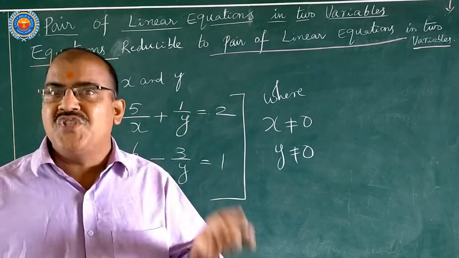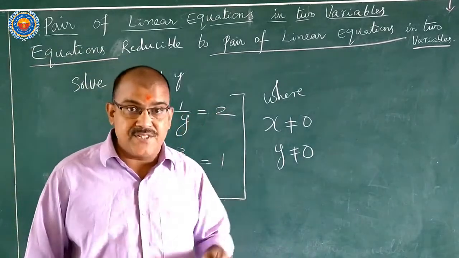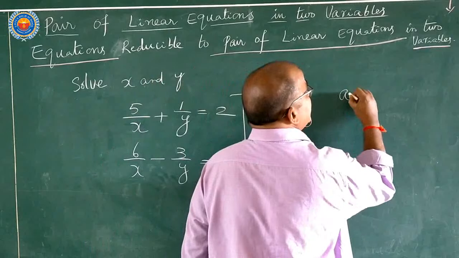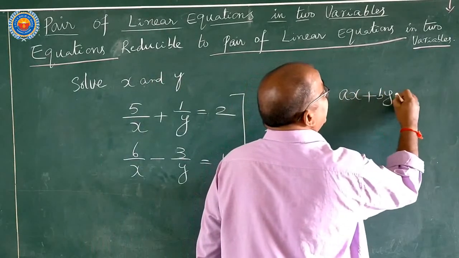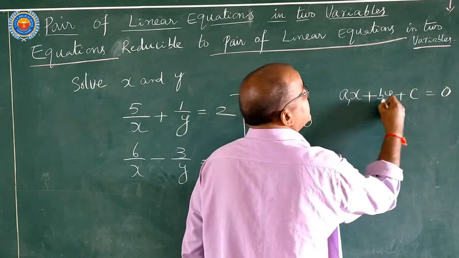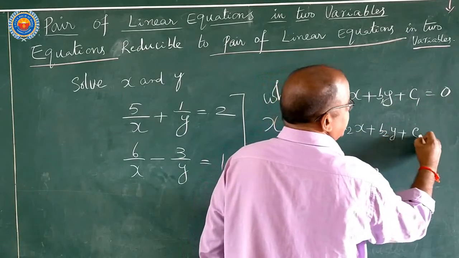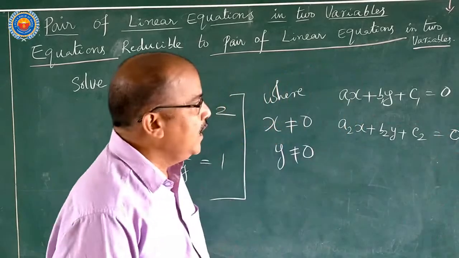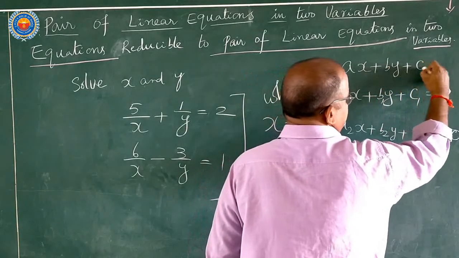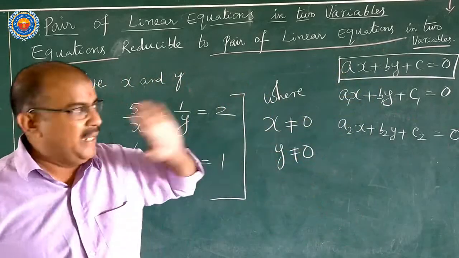These equations we have to change into a pair of linear equations in two variables. So, what is the general form of a linear equation in two variables? ax plus by plus c is equal to 0. If it is a pair, it means a1x plus b1y plus c1 is equal to 0, a2x plus b2y plus c2 is equal to 0. Normally, for only one equation, it is ax plus by plus c is equal to 0. If it is a pair of linear equations in two variables, we have written the pair.